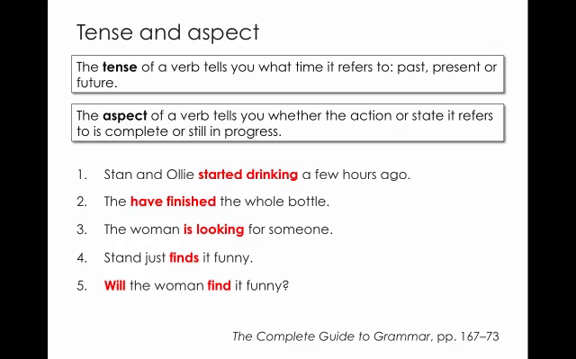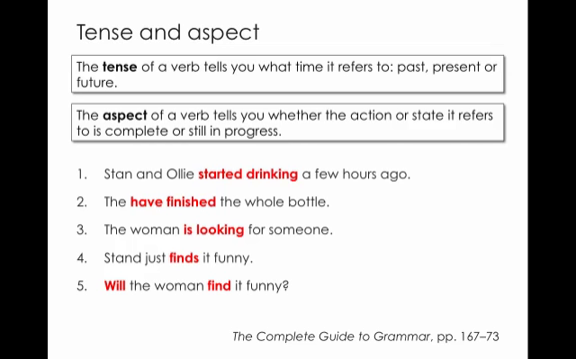So just 5 examples from what we've been considering. Stan and Ollie started drinking a few hours ago. That's a sentence in the past. They have finished the whole bottle. We see here the idea of something being completed. In this case, the bottle is completed. I mean, the drinking of the bottle is completed.